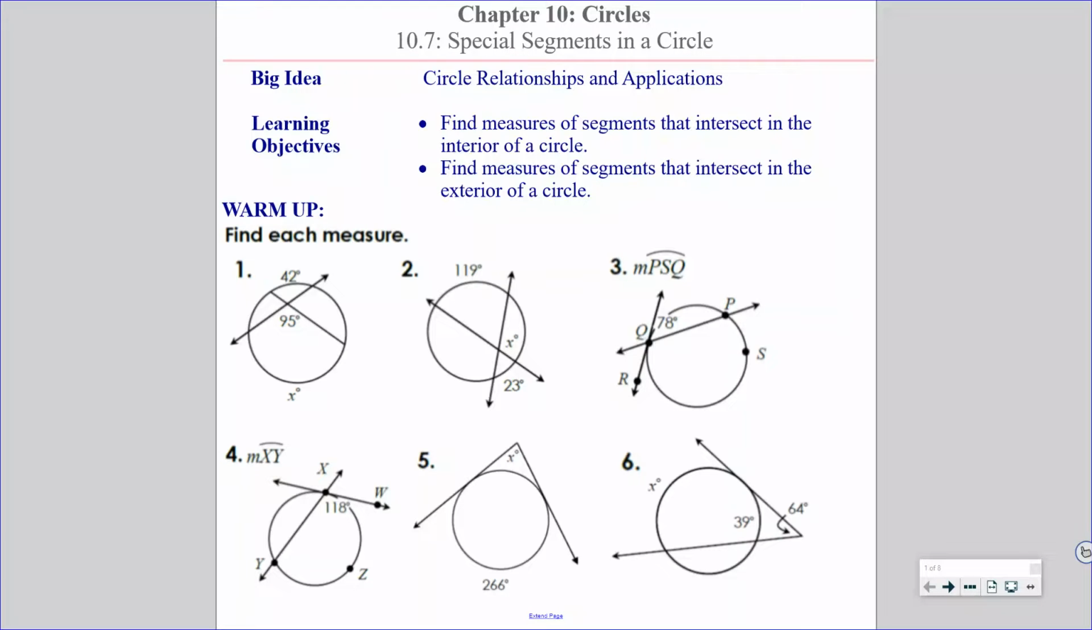This is lesson 10.7. Second to last lesson of the whole entire year.